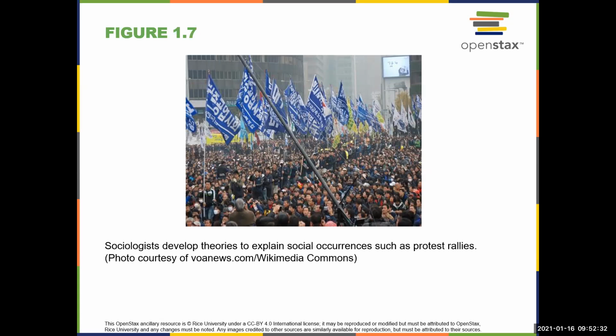Sociologists develop theories to explain social occurrences, such as protest rallies. We look at the bigger picture when we're looking at the theoretical approaches. We come up with what we call a hypothesis. It basically defines a testable proposition. When we're looking at theories, we want to make sure that we have some type of testable proposition so that we can actually pull the research and pull what we need to pull.